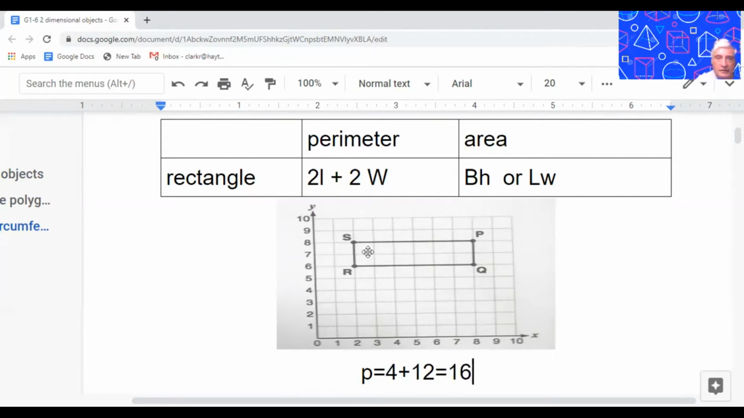Perimeter is the distance around. If you had this rectangle in your backyard and needed to buy fencing, you would need 16 feet. Now let's try the area. The area will be width times length. Area is equal to 2 times 6, 12. That's a rectangle.